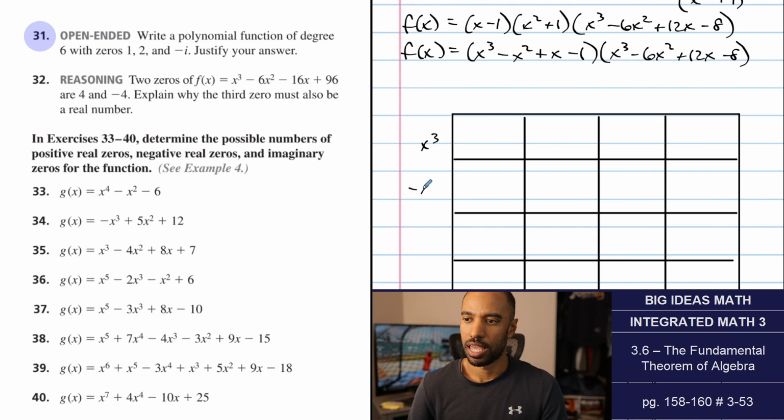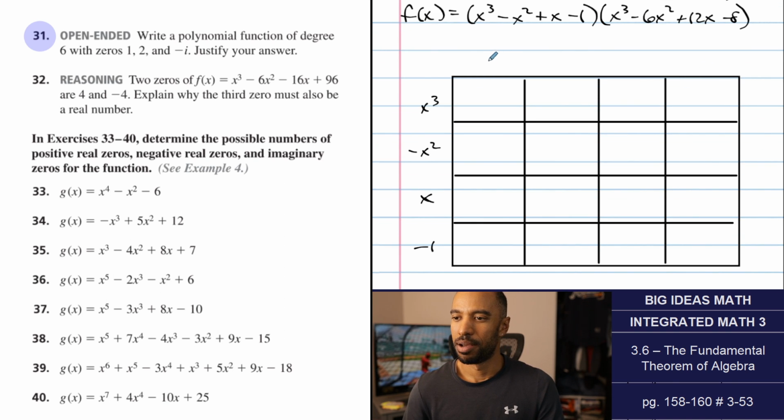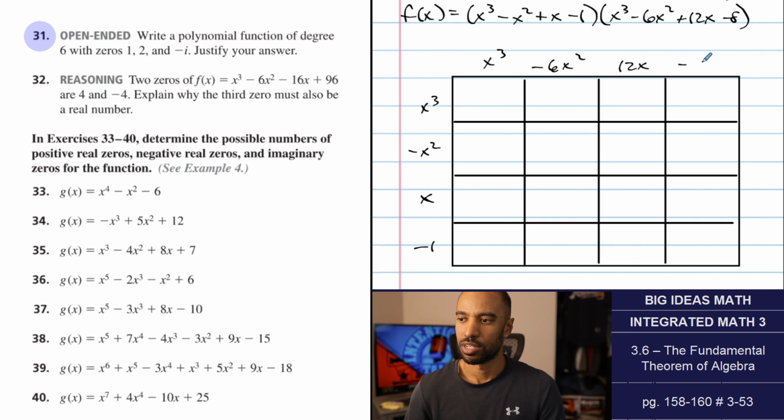X cubed, negative x squared, x and negative 1. The only problem with the box stuff for me is I spent so much time making the box. I could probably be done otherwise. X cubed, negative 6x squared, 12x and negative 8. Okay. So here we go.